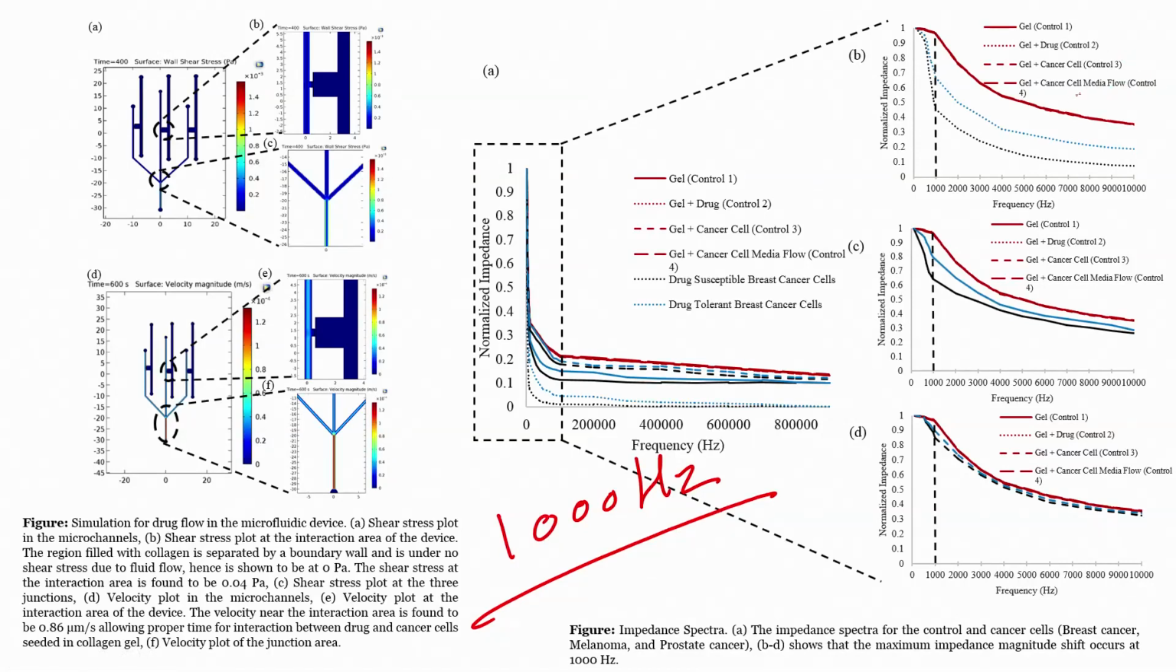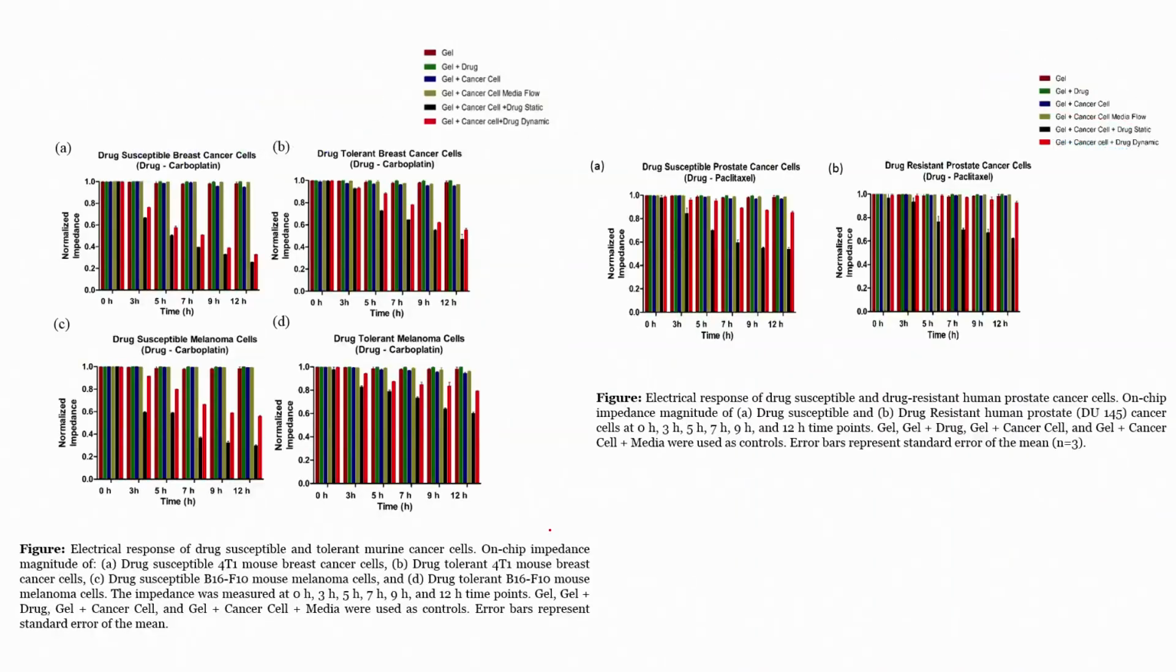So, cancer cell plus media flow you can see here, then you have gel control 4 here, right, control 1, control 2, control 3, and then we again have gel 1, control 3, control 4, right. So, what we see here is that the maximum impedance magnitude shift occurs at 1000 hertz. We were just interested in understanding at what frequency we can see the maximum change in the impedance magnitude. So, what we found is 1000 hertz is what we have to use.